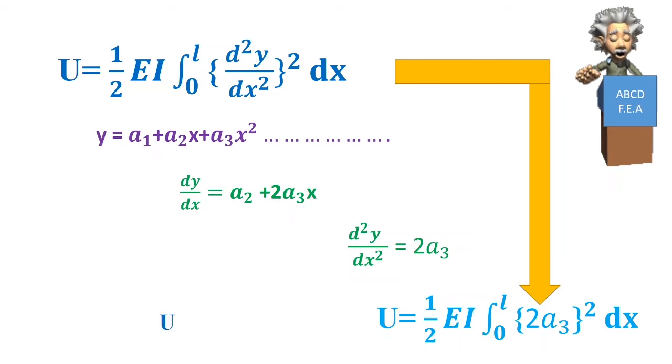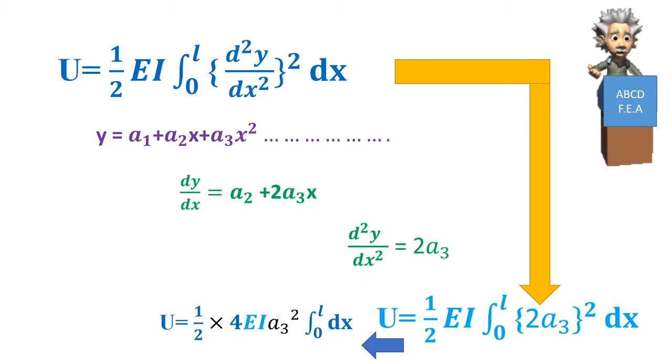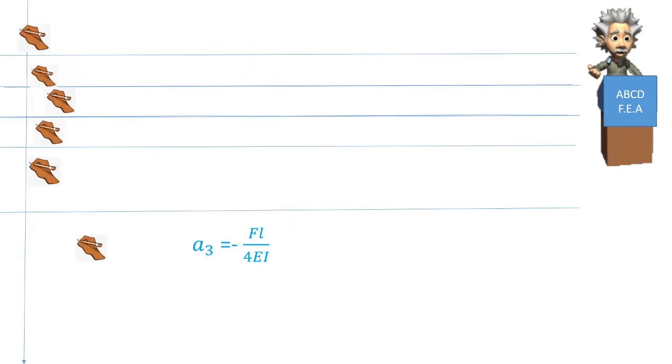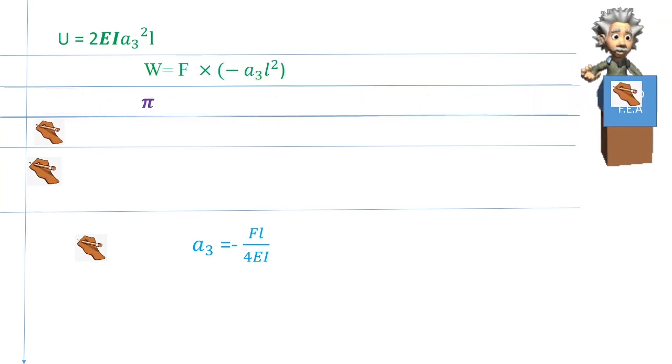So we're going to get this value. So U is equal to half into 4EI A3 square. It's as simple. We just need to square it and take out the constant. Now if you integrate dx, we will get the value L. So finally we will be getting 2EI A3 square L in the system. So the strain energy of the system is 2EI A3 square L.